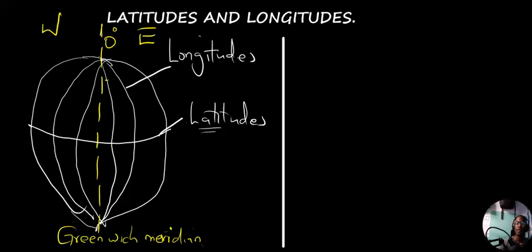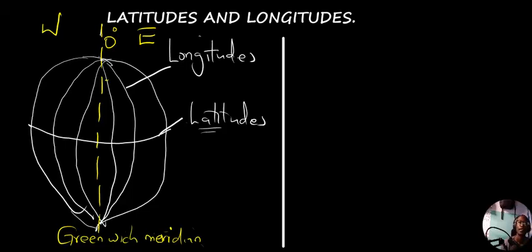Before we learn about latitudes and longitudes, take a look at this globe. Have you ever noticed these lines drawn around the Earth? They may look simple, but they help us find any location with incredible accuracy. Let's begin with the latitudes.